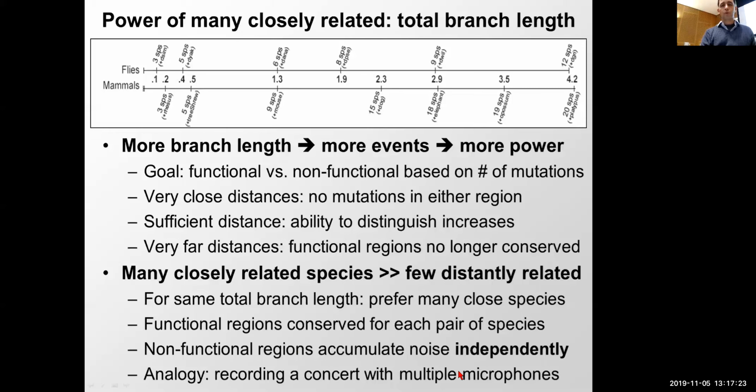So functional regions are conserved for every pair of species, and the non-functional regions, and that's what's really cool and important, accumulate the noise independently, okay? So if each of us were a different mammalian species and we all diverged 60 million years ago, every person would accumulate different mutations over these 60 million years. So by sequencing 200 mammals, we basically have 200 different opportunities to observe mutations in non-coding or non-functional regions, whereas the functional parts will be minutely preserved in nearly all of us.